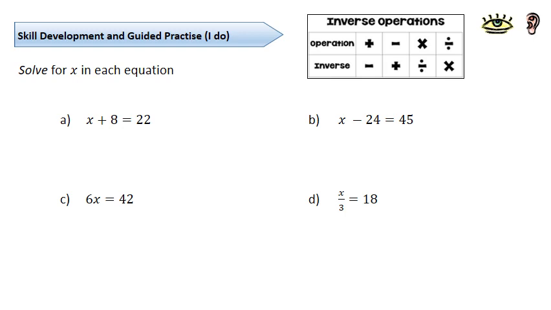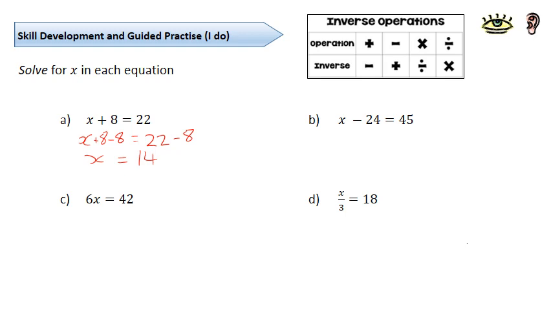Okay, let's solve each one of these. x plus 8 equals 22. We're going to use inverse operations here. So plus 8, we're going to have to minus 8 of both sides. So x plus 8 minus 8 equals 22 minus 8. Plus 8 minus 8 will just leave us with x, and 22 minus 8 will give us 14.